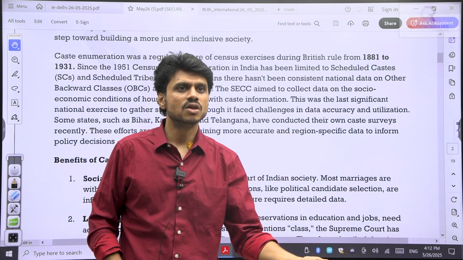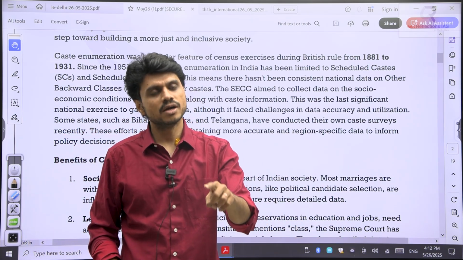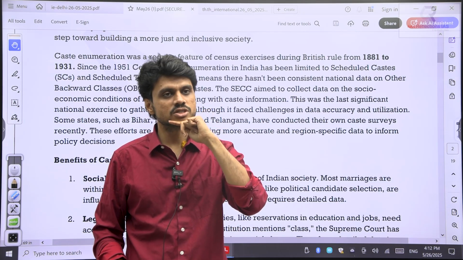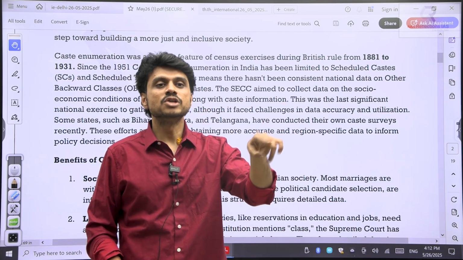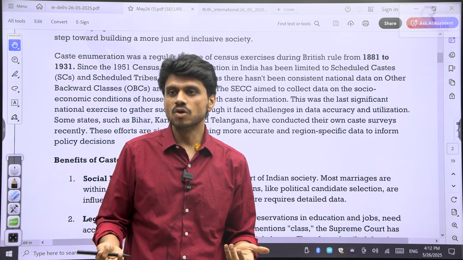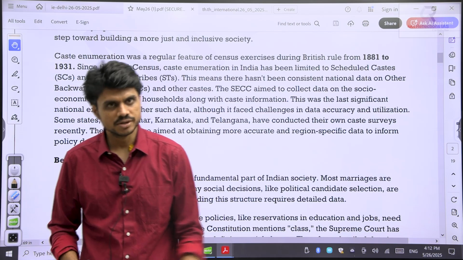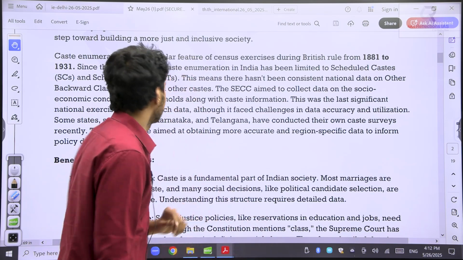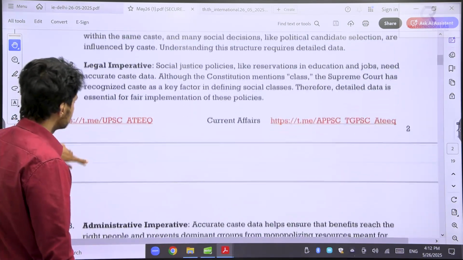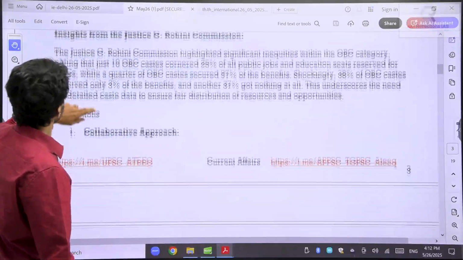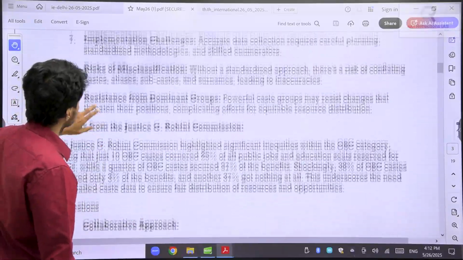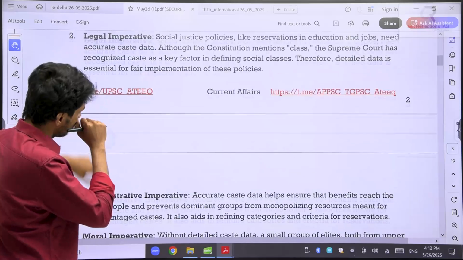The census got delayed. It was supposed to happen, it should have been conducted in 2021, but because of COVID, it got delayed. Now it is still getting delayed, but it has to be streamlined. The government is delaying it somehow. So, is this topic clear? Okay, nothing complicated here.